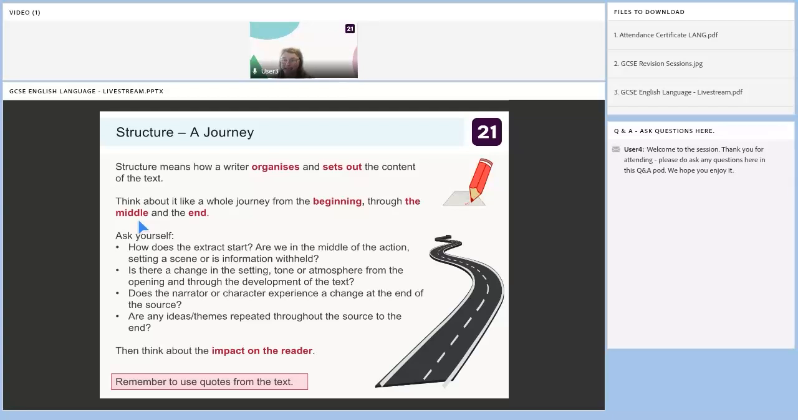And then very importantly, this is the bit that students often forget, is just do something about the end of the extract. So have a look. Where have they ended it? Is there some repetition? Is there a cyclical structure? And finally, do remember to use quotes from the text in the structure question. So they still want you to include evidence.